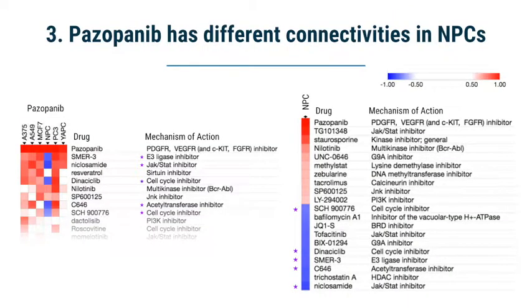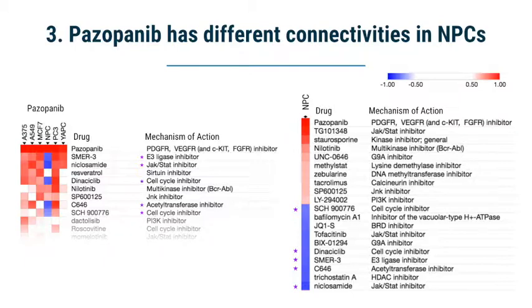Third example is this compound Pazopanib. Pazopanib is a receptor tyrosine kinase inhibitor, a growth factor receptor inhibitor. It's kind of a sloppy compound, but what we want to show here is what this compound connects to in each of the cell lines. Here we're sorting the matrix by the median across the row. The thing that it connects to most is itself. That's good. That means there's consistency in its replicates.